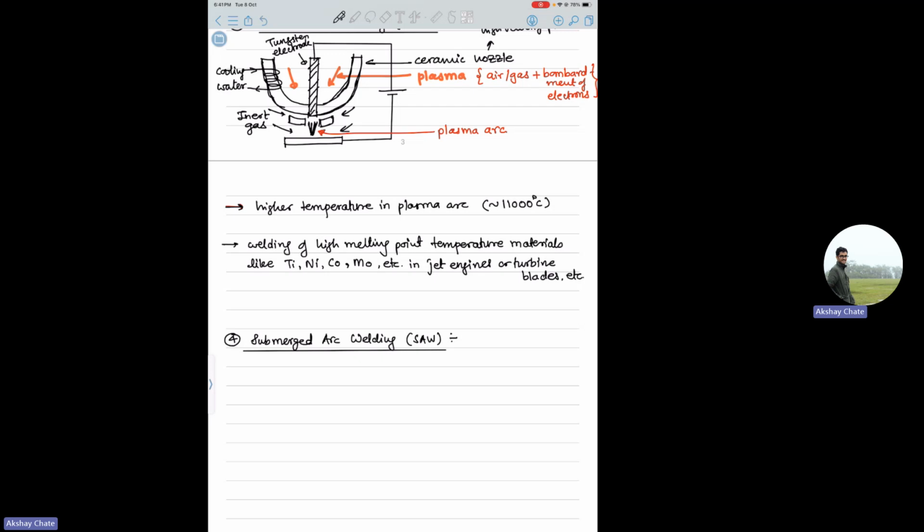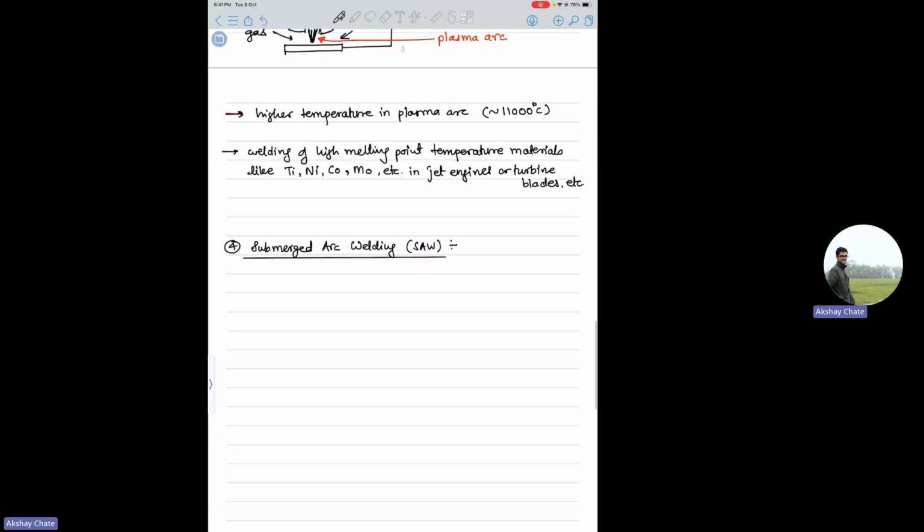Okay. So submerged arc welding, the basic principle is the same only. Here the difference that comes is that you don't have inert gas. What you do is put some solid flux in the consumable electrode nozzle. So for example, it will look something like this.